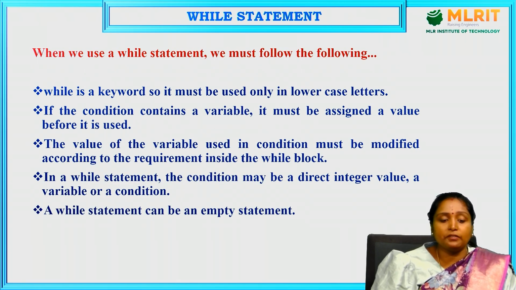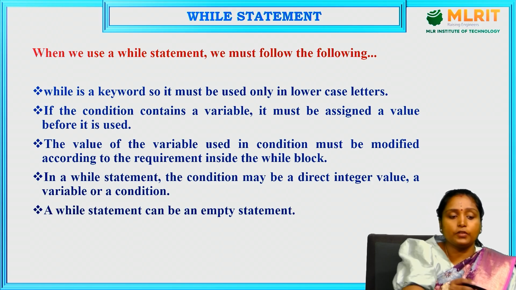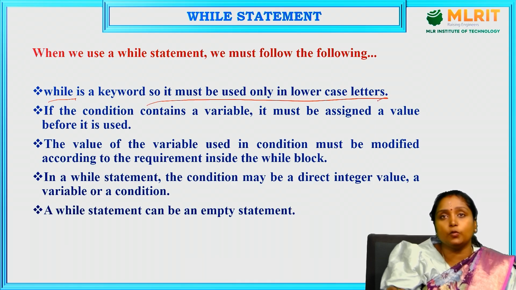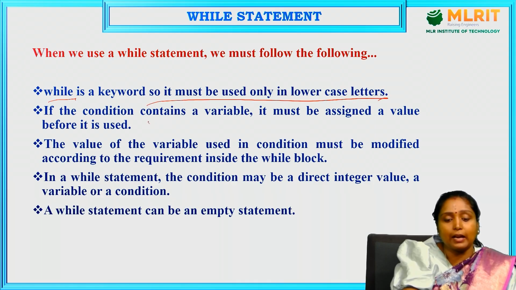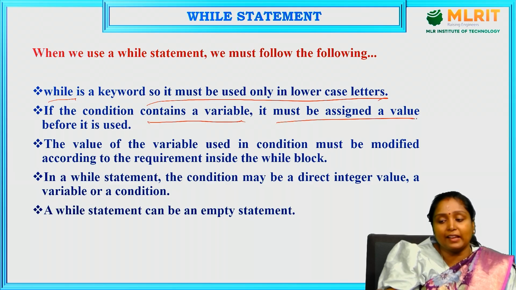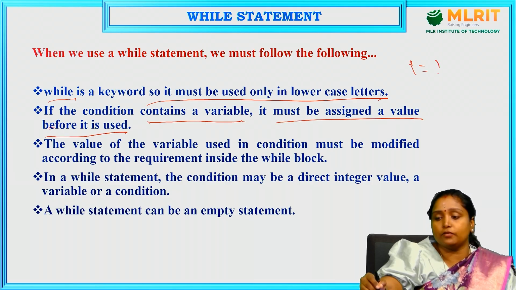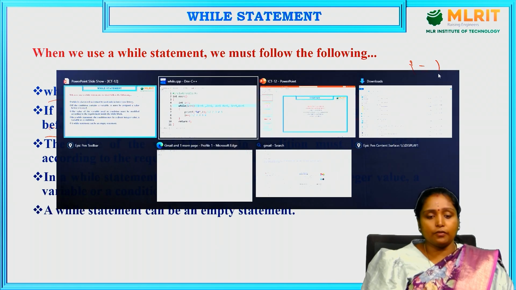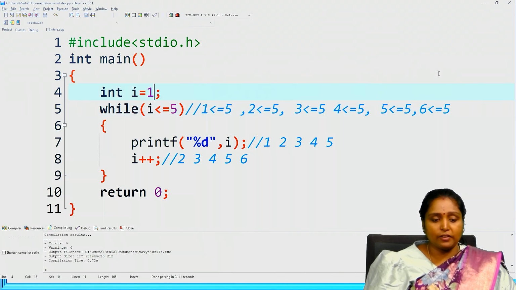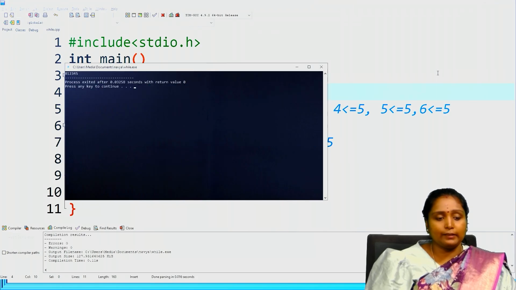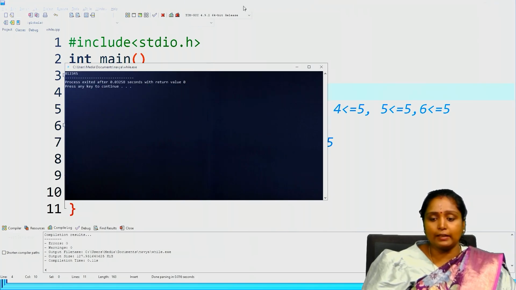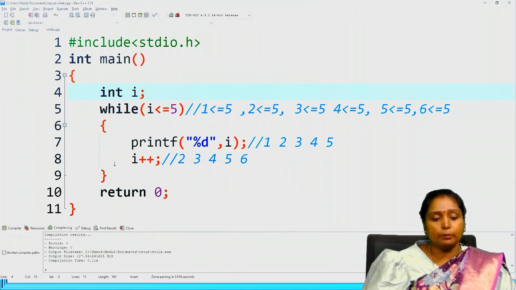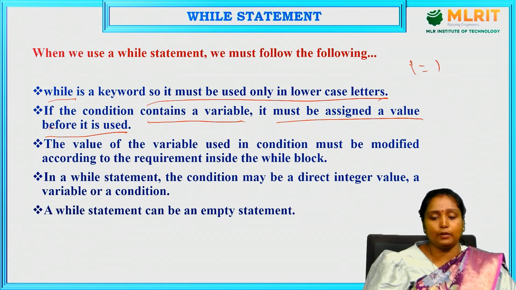When we use the while statement, we must follow some points. The first one is while is a keyword, so it must be used only in lowercase letters. If the condition contains a variable, it must be assigned a value before it is used. I equals 1 we have taken, right? Instead, if we did not take I value as 1, what happens? When I execute, it was taking as 0. So initially we have to initialize the values.